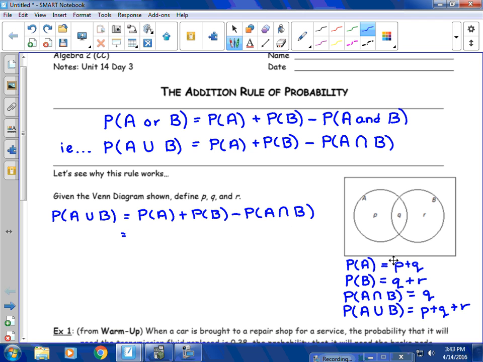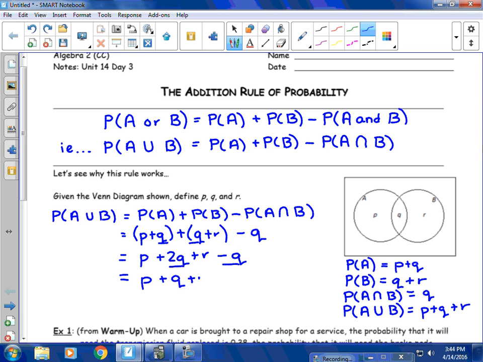Let's try this side. Probability of A is P plus Q. So this is P plus Q. Probability of B is Q plus R. So this is Q plus R. Minus the probability of A intersection B, just minus Q. If I combine like terms here, I've got P plus 2 Qs plus R minus Q. Combine 2Q minus Q, and I get P plus Q plus R, which is what I said the probability of A union B should equal. So we've got what we expected, and that's why it works.